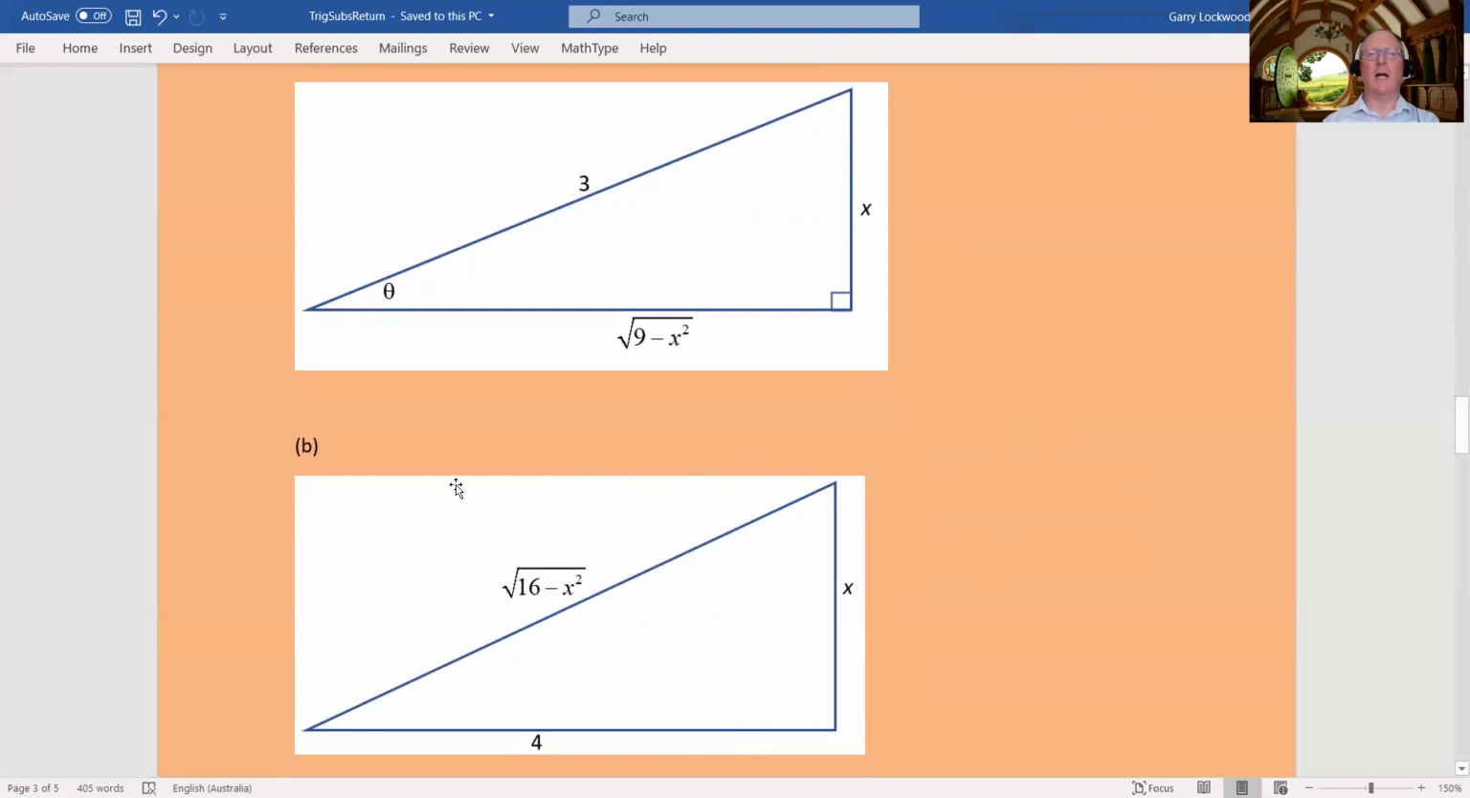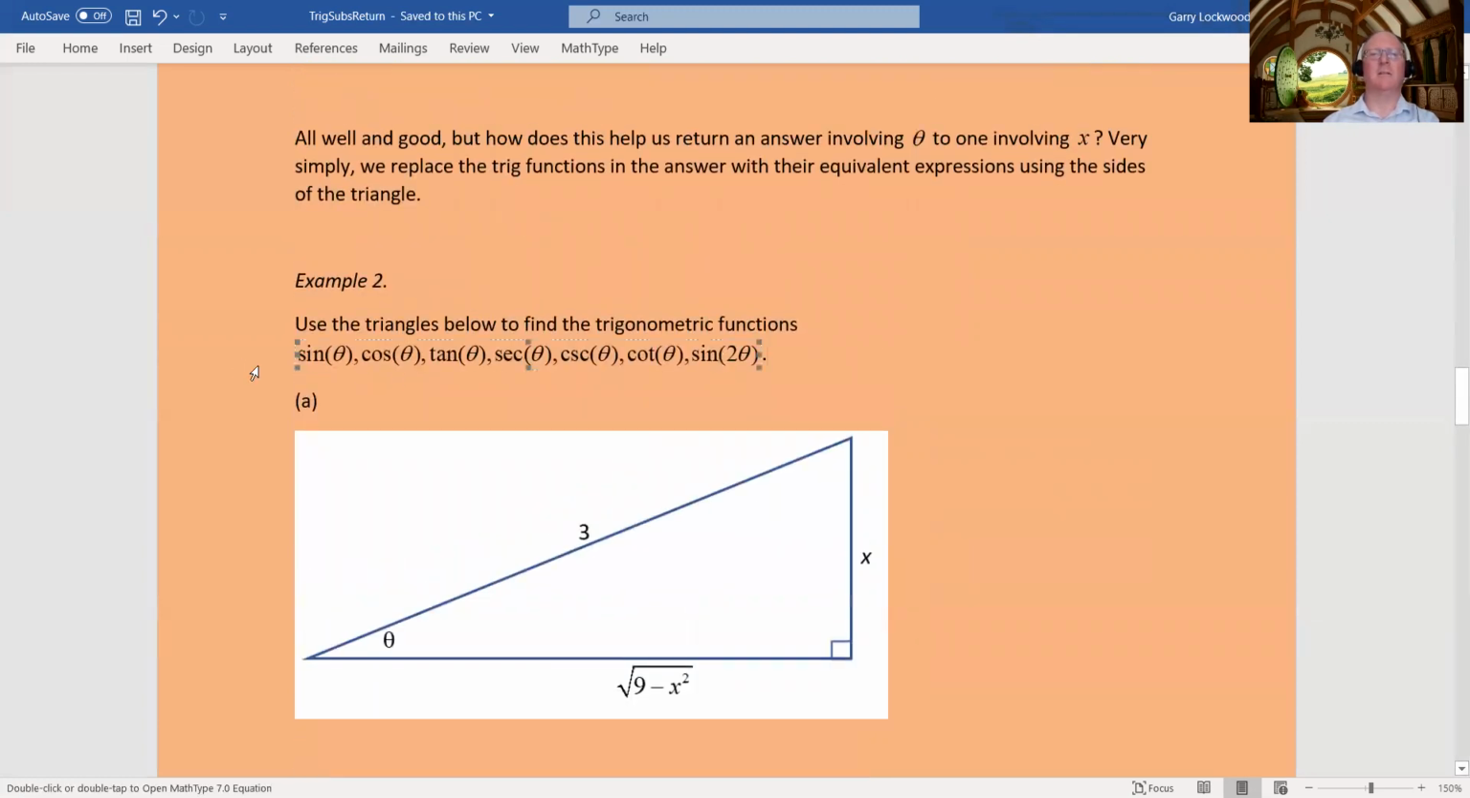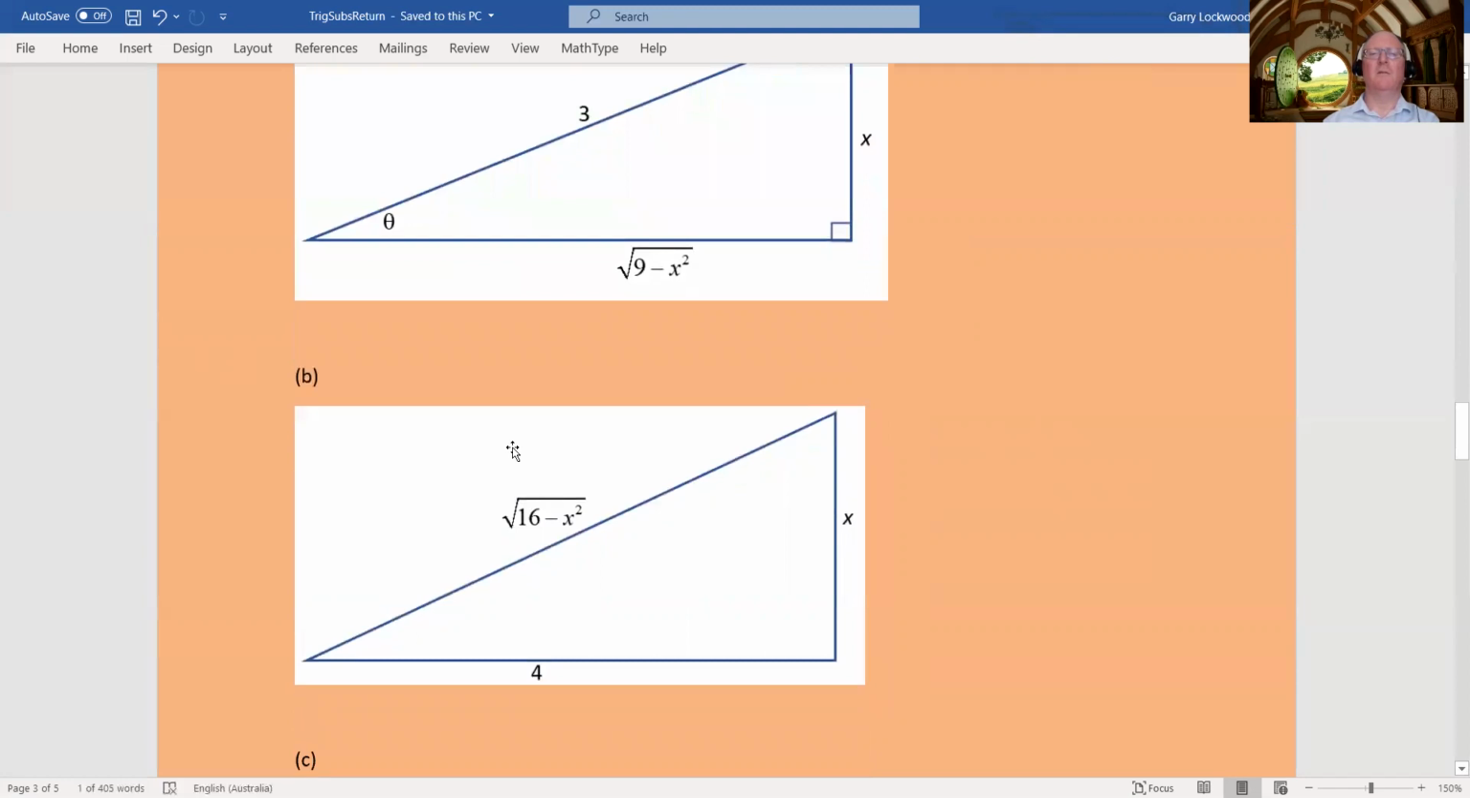How about this one? Can you find all of the functions, sine theta, cos theta, all the way up to sine 2 theta, for this triangle? Again, you should pause the recording and take a look at that. Can you find all of those trig functions?